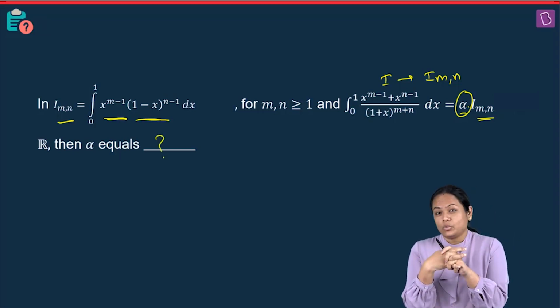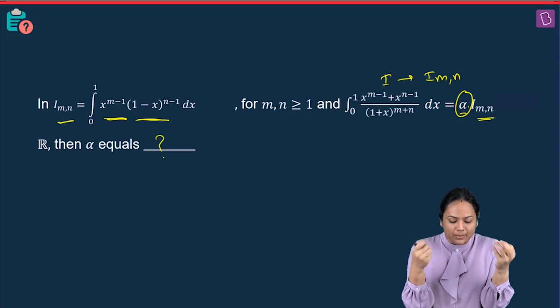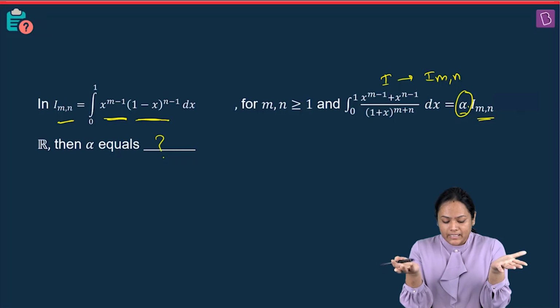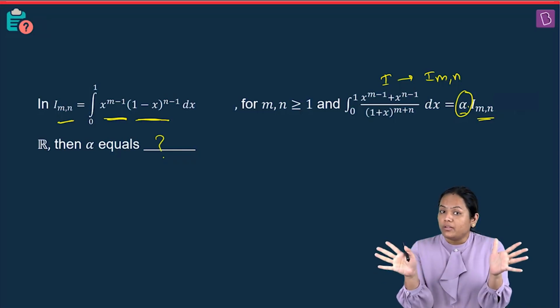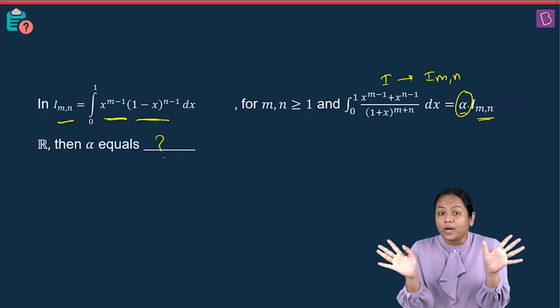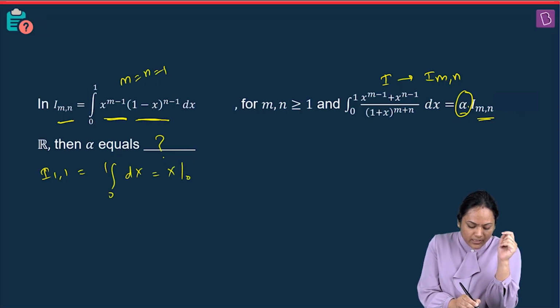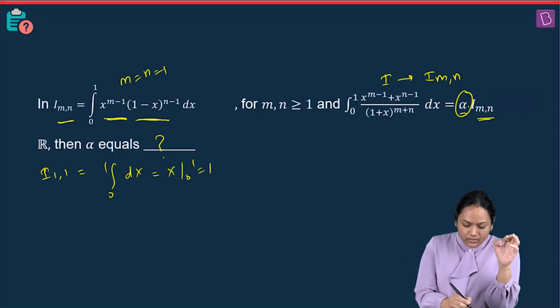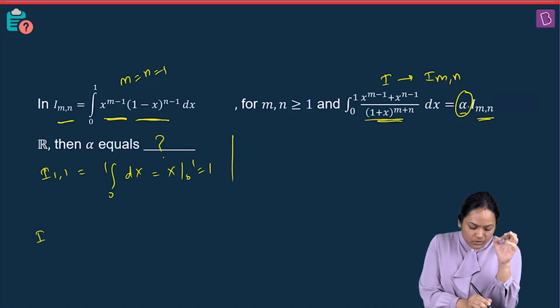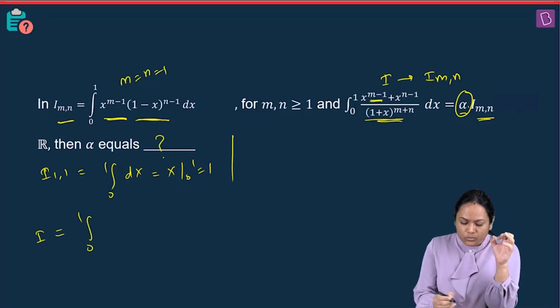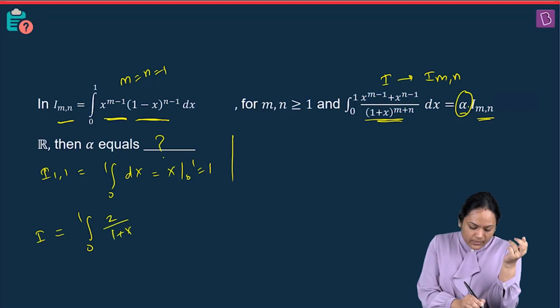How are we going to solve this question? Well, one way is we can substitute some values of m and n, and then compare both sides and get the value of alpha. That is one way. We can put m and n both as 1. So when I do that, my I_11 will be equal to, when I put m and n both as 1, the integral from 0 to 1 of dx, which is nothing but x from 0 to 1, that is 1. And in my I, if I do the same trick, I'll get the integral from 0 to 1; m minus 1 will be 0, so x raised to 0 is 1. So I'm going to get 2 divided by 1 plus x whole square.